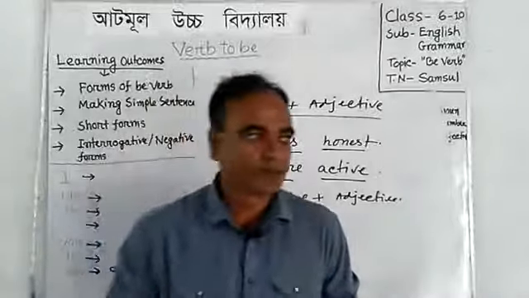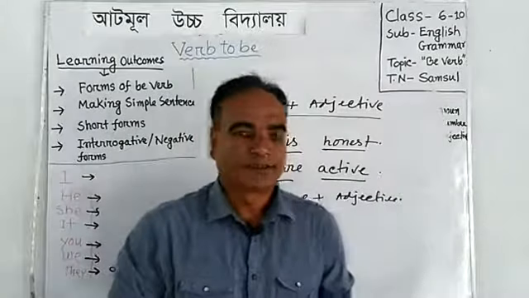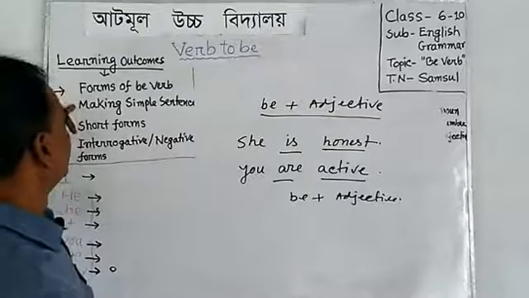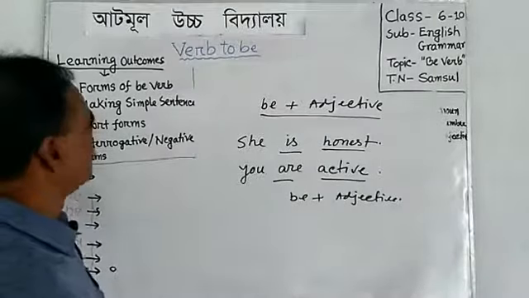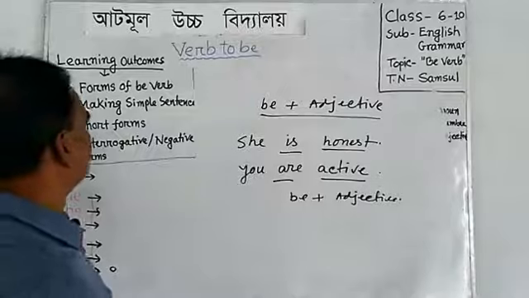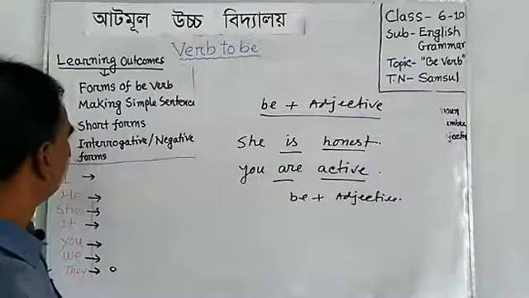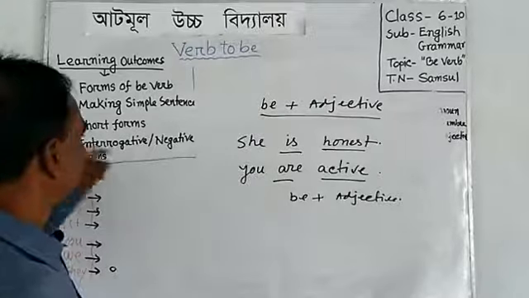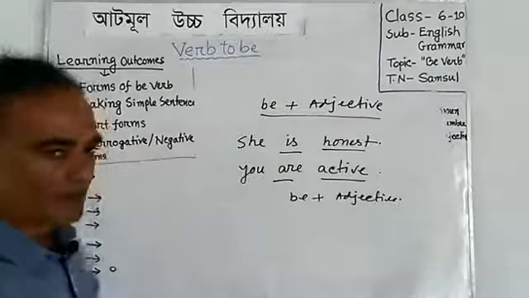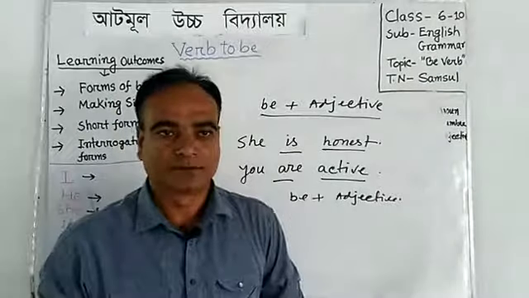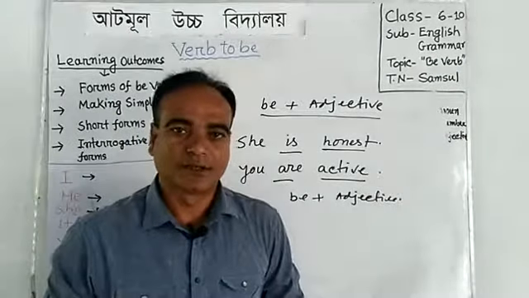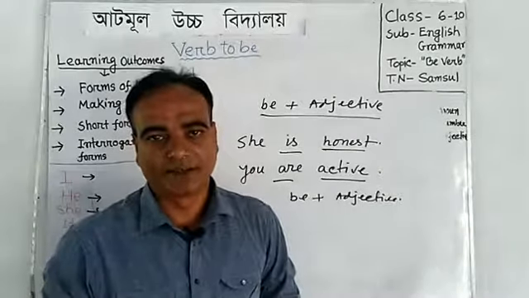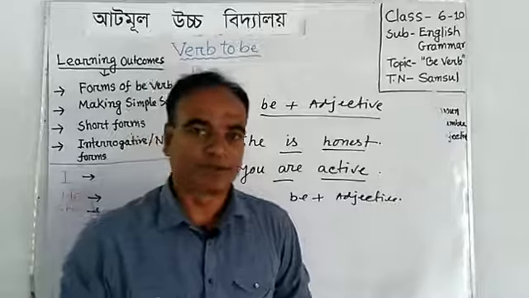So dear learners, in our today's lesson, we learned different forms of be verb. We made some simple sentences with be verb. We have learned the short forms of be verb, and we also learned how to make a sentence interrogative and negative. I think you have listened to the class very carefully. If you have any problem, you can put a message and inbox me so that we can solve it next time.